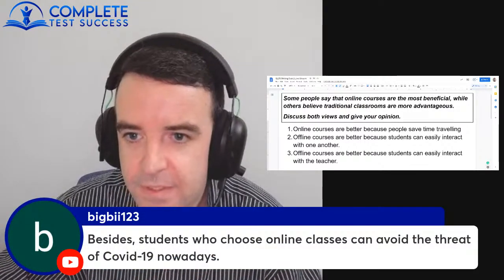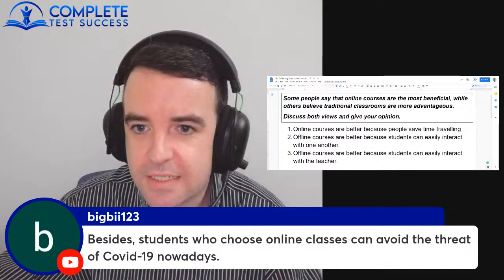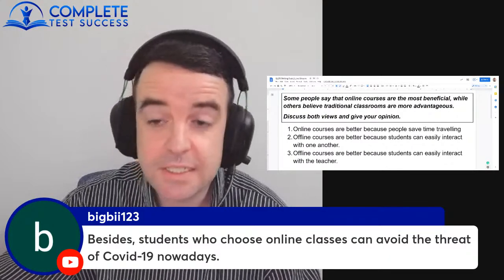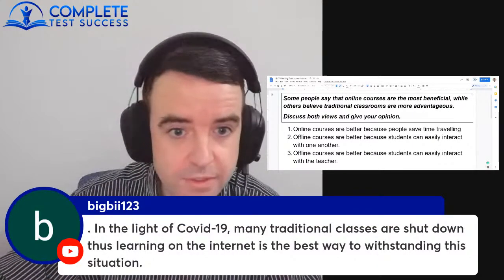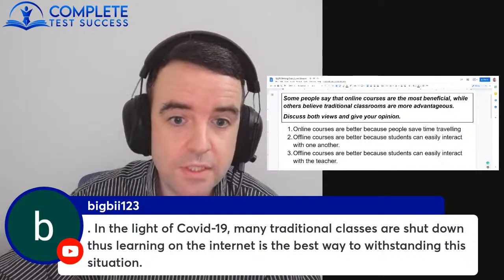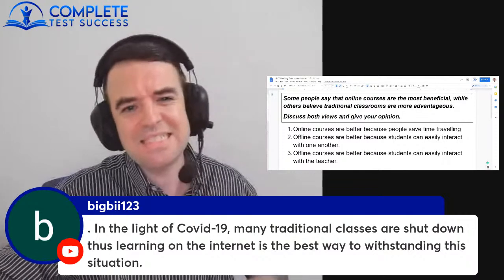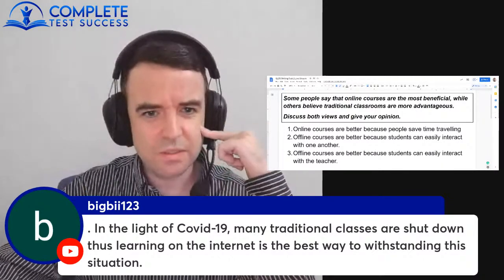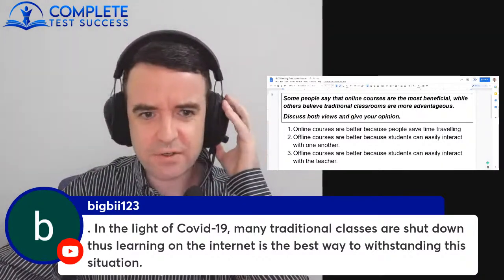Big B: Besides, students who choose online classes can avoid the threat of COVID-19 nowadays. Good. Yep, that's relevant. In the light of COVID-19, many traditional classes are shut down, thus learning on the internet is the best way. No, because that's a different scenario.